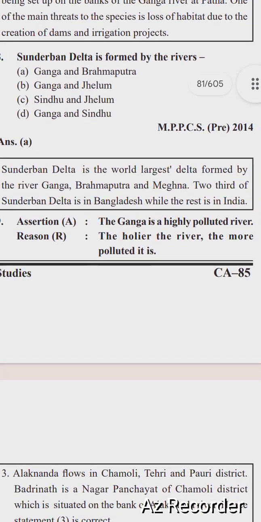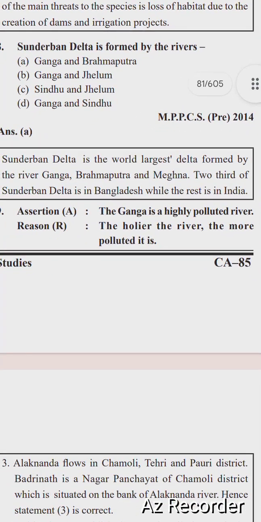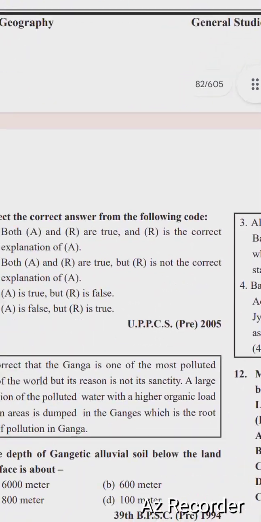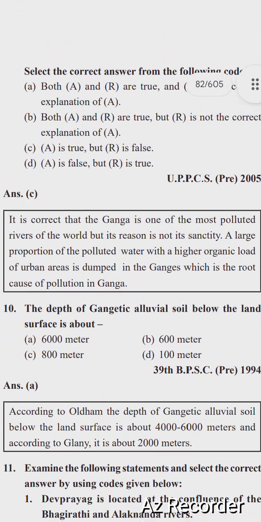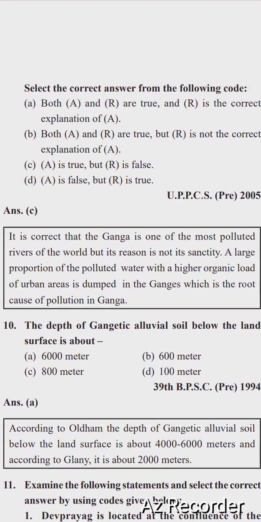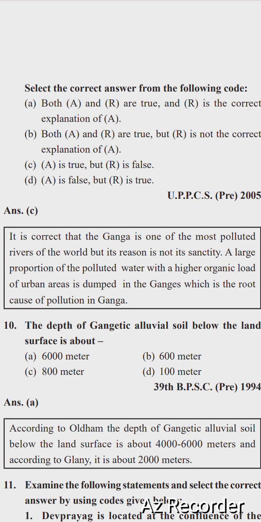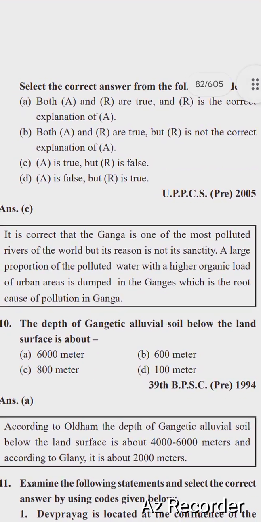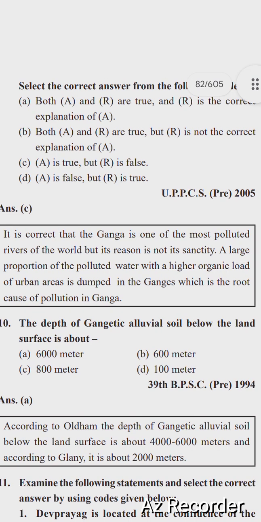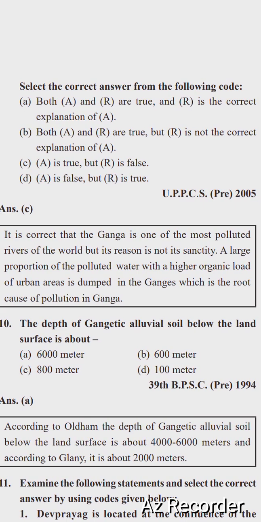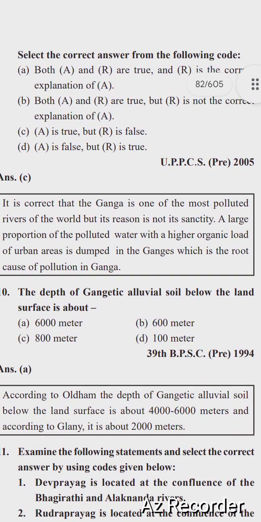A is true: the Ganga is a highly polluted river. R is false: the holier the river, the more polluted it is, that is wrong. Option C is correct. It is correct that the Ganga is one of the most polluted rivers of the world, but its reason is not its sanctity. A large proportion of polluted water with a higher organic load from urban areas is dumped in the Ganga, which is the root cause of pollution in the Ganga.